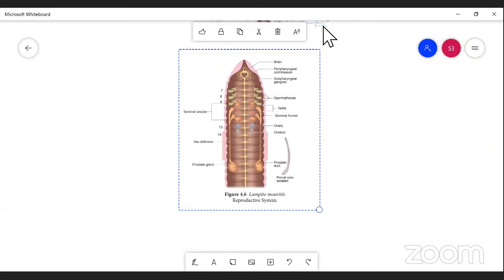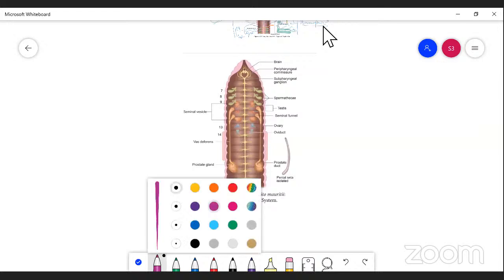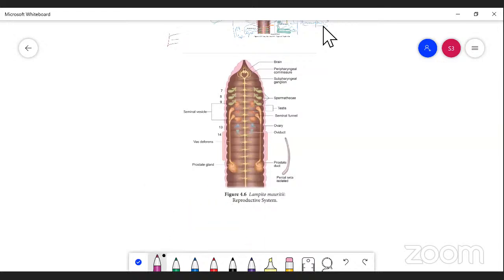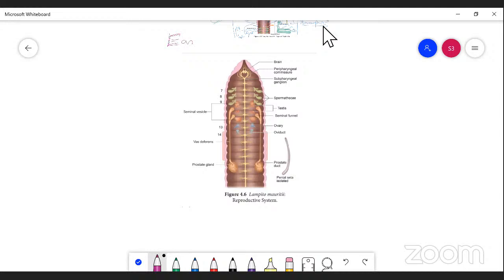So this is the earthworm reproductive system. Very important topic. Listen. The earthworm reproductive system.